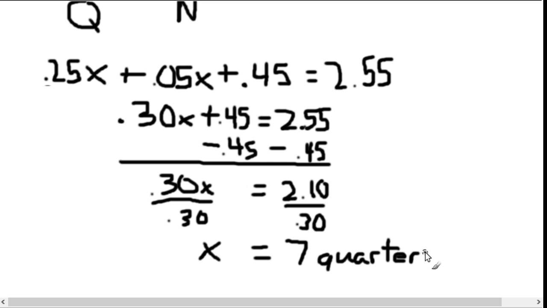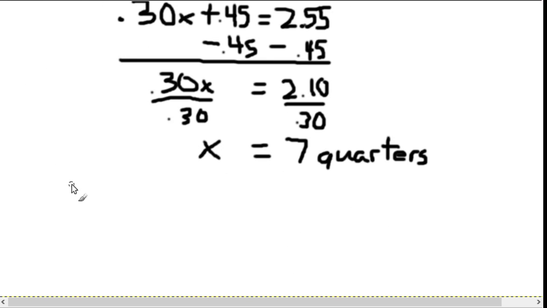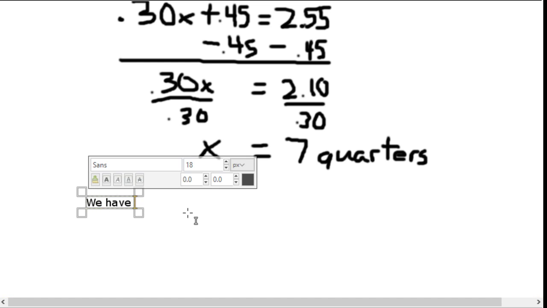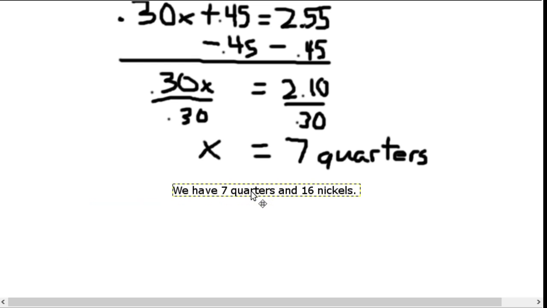You should write your answer in the form of a sentence. If I scroll back up to the problem, the question is how many of each denomination of coin does he have. I have 7 quarters, and 9 more nickels than quarters. If I plug this 7 in here, 7 plus 9 is 16. So I'll write: we have 7 quarters, and 9 plus 7, we get 16 nickels. That sentence is the answer I want to finish with.